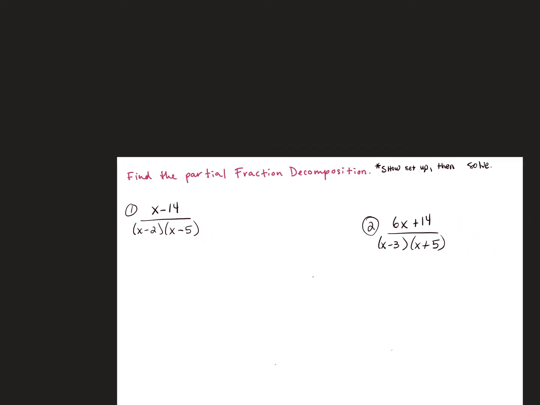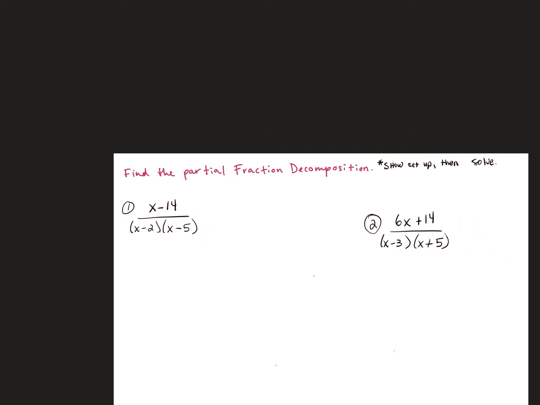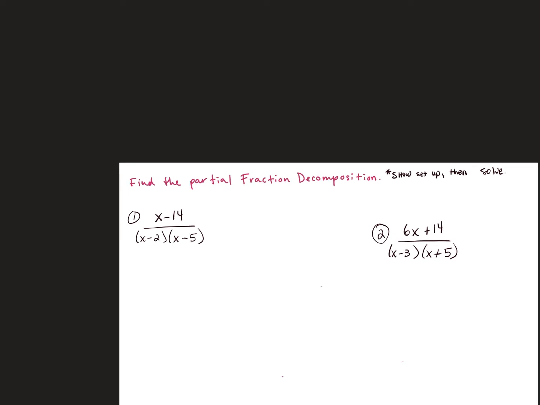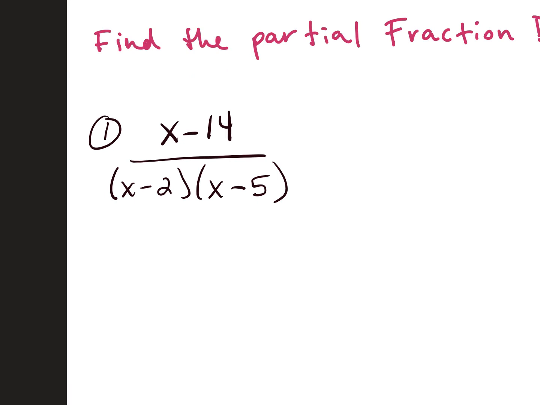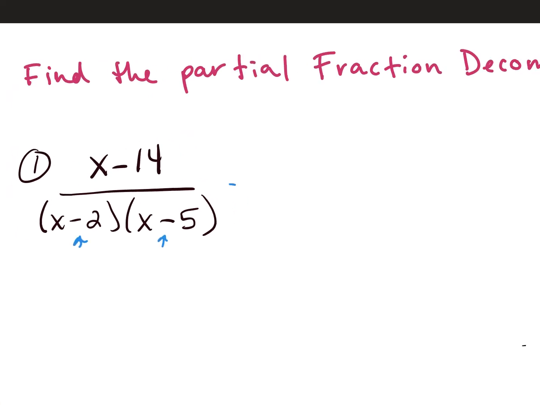It says to find the partial fraction decomposition. First, we're going to show the setup, and then we're going to solve it. So the first thing you do is you factor the denominator. If you notice, this is already factored. So I have 2 linear factors, x minus 2 and x minus 5. So that means I'm going to use x minus 2 as one of my linear factors, and then I have x minus 5 as the other one. It doesn't matter what order you put them in. You can put x minus 5 first, no worries. And then I have A and I have B. If I had 3 linear factors in the denominator, then I would have 3 fractions.